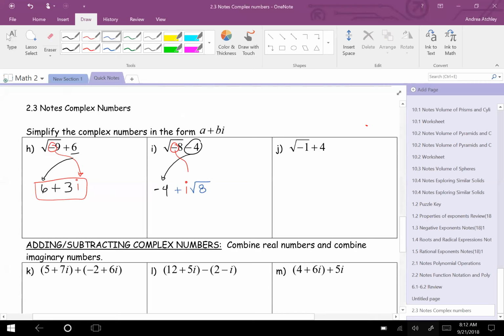Wait, why is the square root now? Because the 8 doesn't have a perfect square. I could simplify the square root of 9, but I can't simplify the square root of 8. So I'm just going to leave it as a radical 8. But I do need to take the negative out of it. When you can find the square root, the i is after the number, but when there is a square root, you could technically put it after, but it looks like it's inside the radical, and you want to know that it's not inside the radical. So that's why we put it in front. Any other questions?